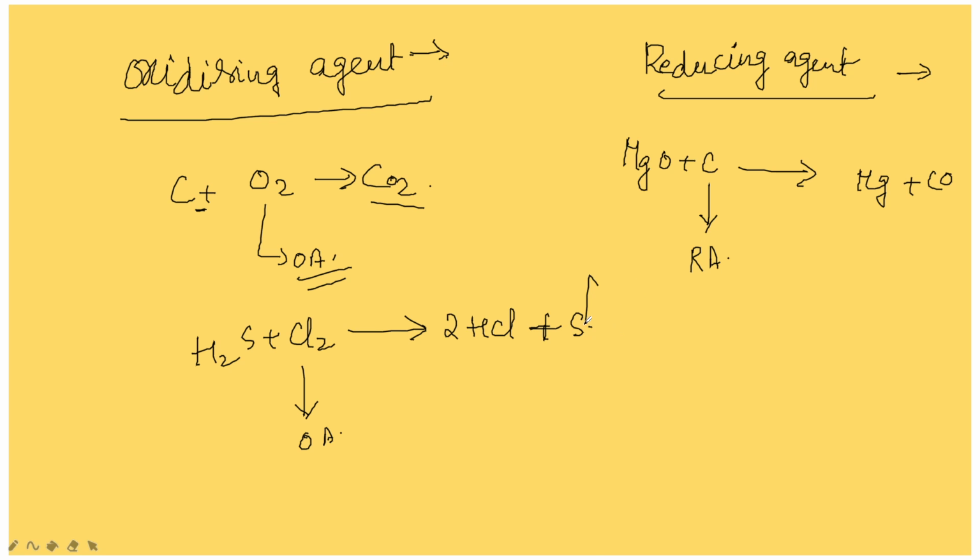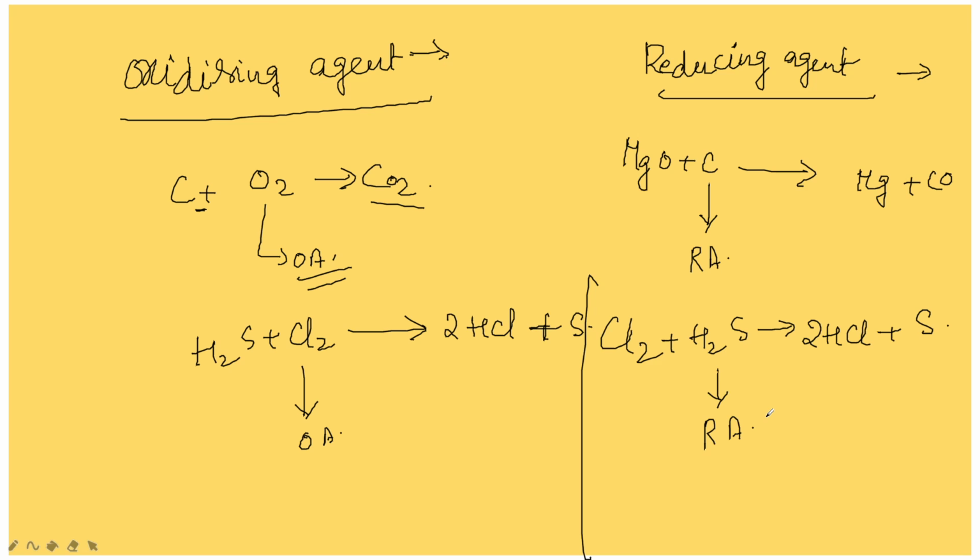Another reaction, if you see Cl2 plus H2S gives rise to HCl plus S. Chlorine is reduced to hydrochloric acid, and hydrogen sulfide is the reducing agent, since it is able to add hydrogen to chlorine. As it was able to add hydrogen, that's why hydrogen sulfide is the reducing agent.